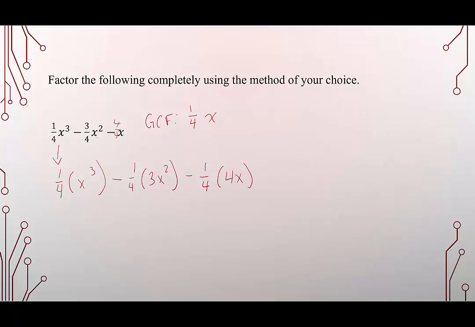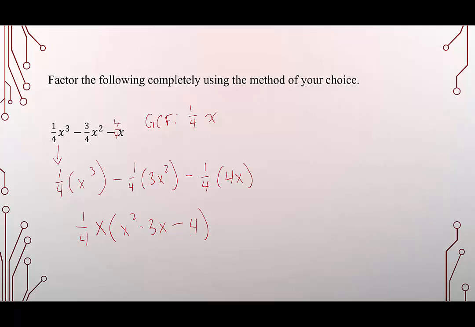Now I can factor out that 1/4, and I also want to factor out the x, right? Let's not forget that they each have an x as well. So I'm going to factor out the GCF of 1/4 times x, leaving behind x squared minus 3x, because I took one of the x's away, minus 4, because I took one of that solo x away.